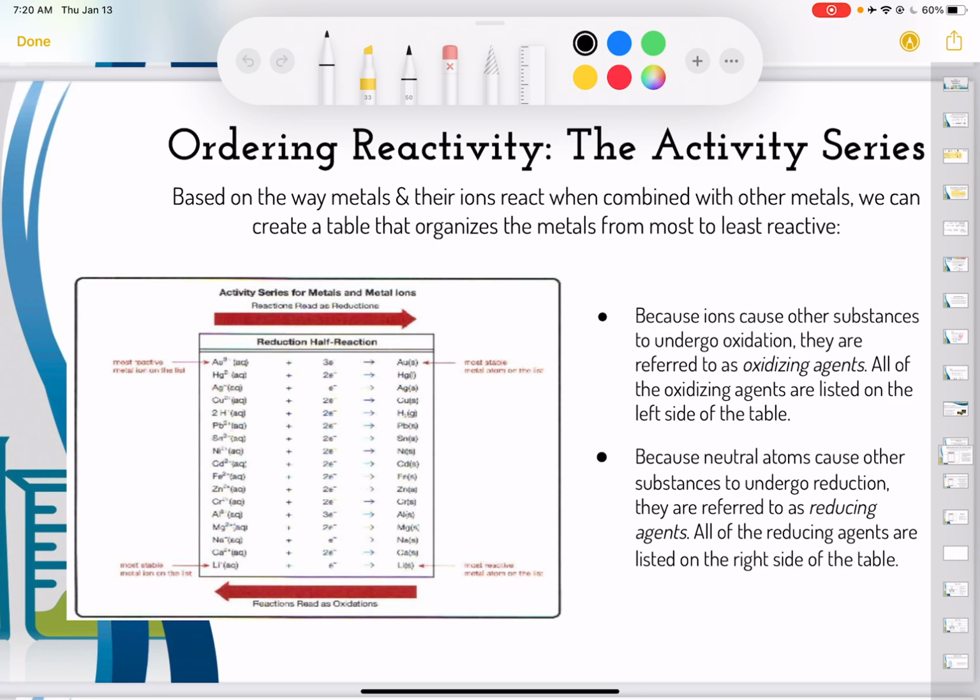So oxidizing agents. Because neutral atoms cause other substances to undergo reduction, they are referred to as reducing agents. Okay, so this side is our reducing agents. This side is our oxidizing agents. Oxidizing agents make things become oxidized. Reducing agents make things reduced.